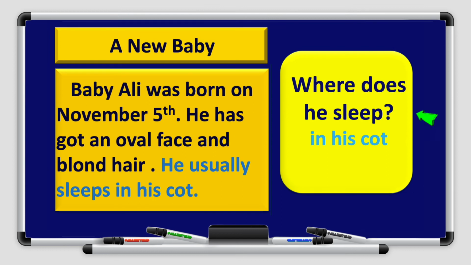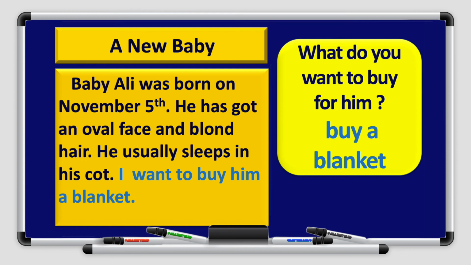Number 3. Where does he sleep? We answered in his cot. We'll take this answer and use it in a complete, correct sentence. He usually sleeps in his cot. All right, boys and girls. Now let's move on to question number 4. What do you want to buy for him? We answered, buy a blanket. Now let's use it in a sentence. I want to buy him a blanket.